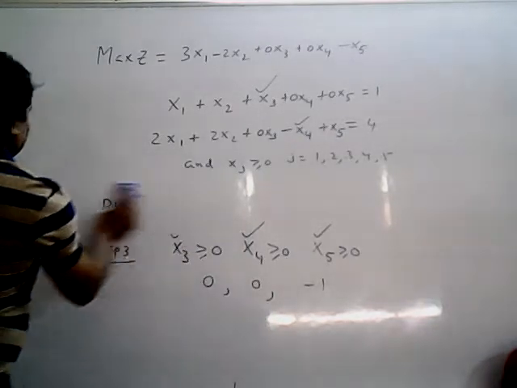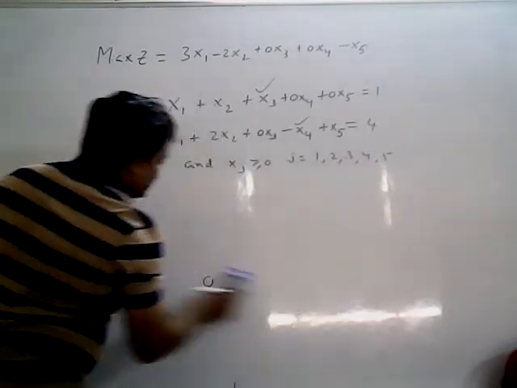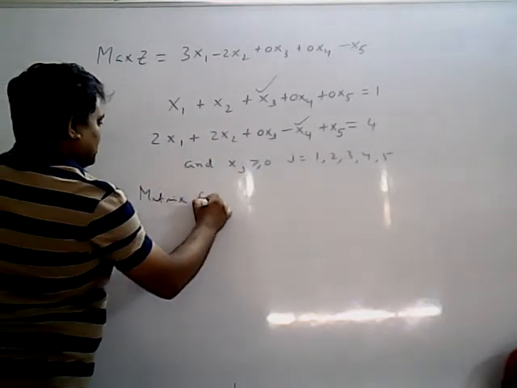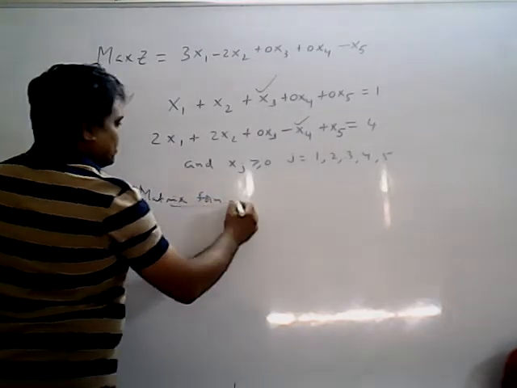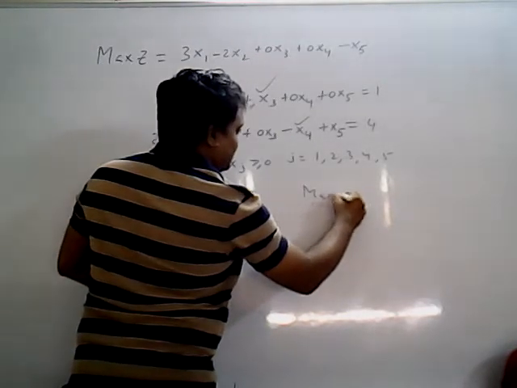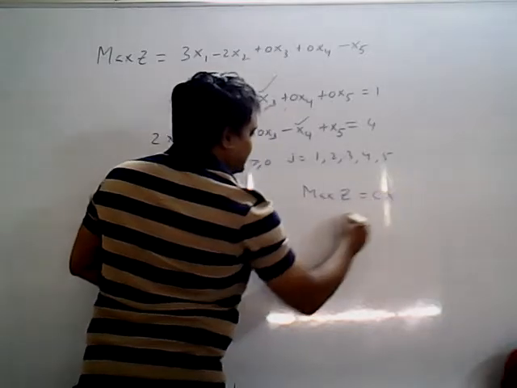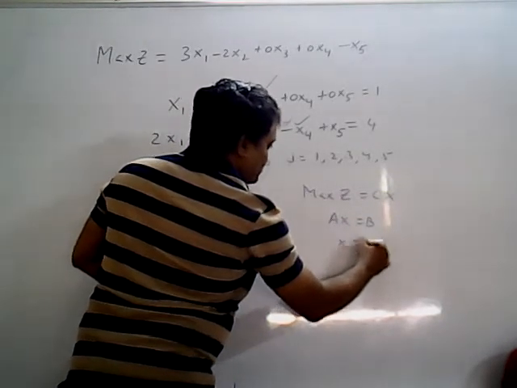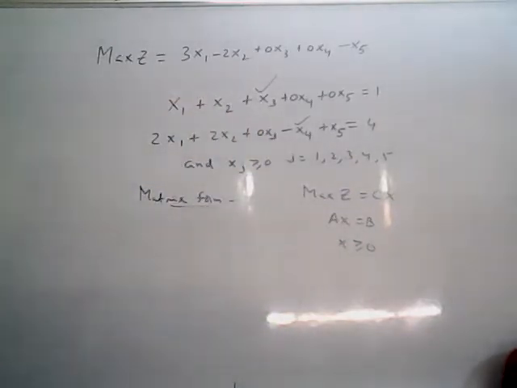Okay. Next, what do you have to write? The matrix form you have to write. As in many problems we have already done, the matrix form is: maximum Z equal to CX, AX equal to B, X is greater than or equal to 0.